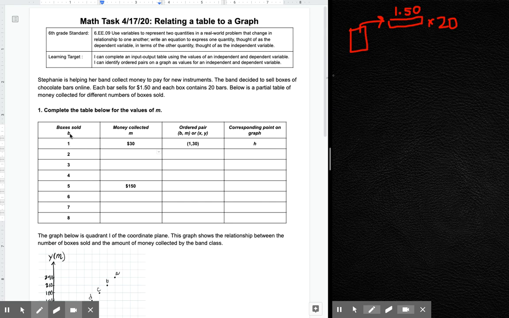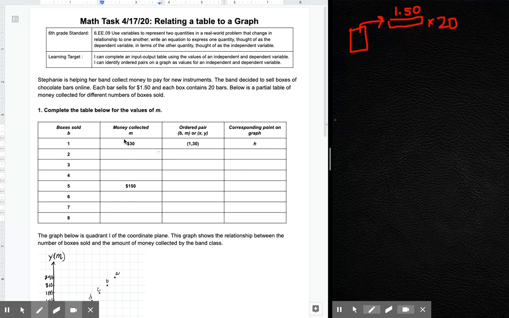It says one box, you make $30. So $1.50 times 20 equals 30. That's where that came from. So let's take a look now just at this table right here to make sure that we understand what's going on in this table. So the directions say to complete the table below for the values of M.